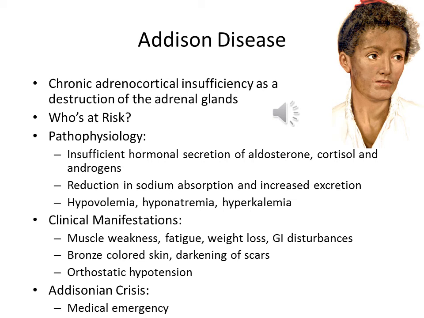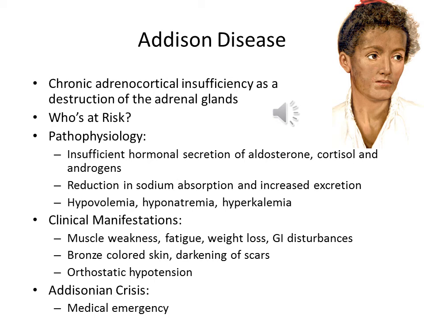Addison's disease is chronic adrenocortical insufficiency, as there's been some destruction of the adrenal glands. Who's at risk? It's more common in women over 60. Immunological factors, surgical removal of the adrenal glands, infection of adrenal glands, tumor of adrenal glands, head trauma that affects the pituitary gland, withdrawal of glucocorticoids or ACTH.